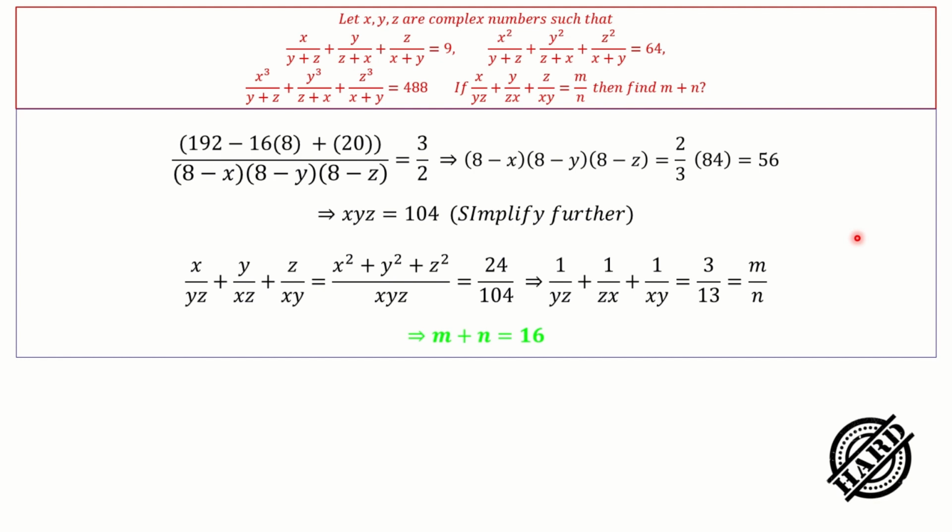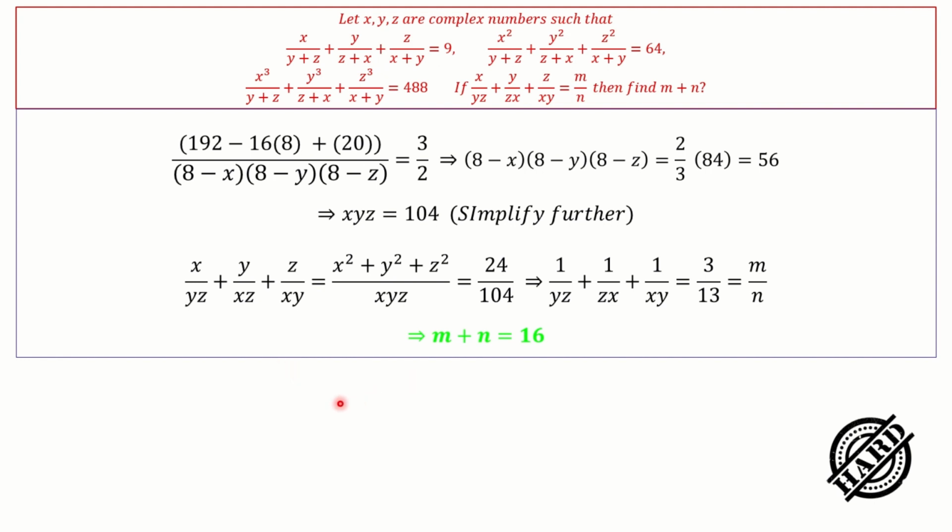You need to know how you can simplify and get x square plus y square plus z square from this expression, and xyz from these expressions. Okay, that you should know. So this comes only by practice, practice, and more practice.